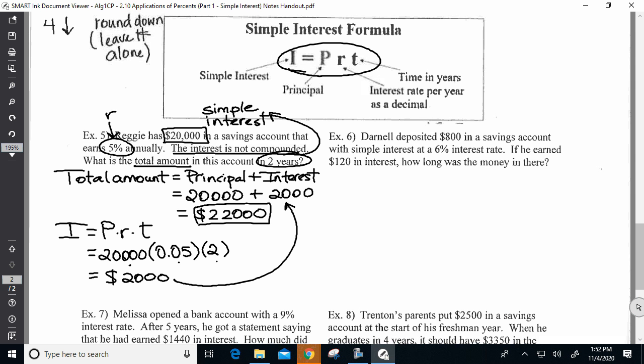So let's look at example 6. Darnell deposited $800 in a savings account with simple interest at a 6% interest rate. If he earned $120 in interest, how long was the money in there? So, how long the money was in there, that means you don't know time. You don't know how long it was in there.